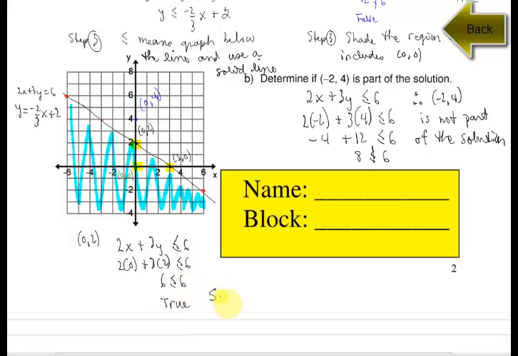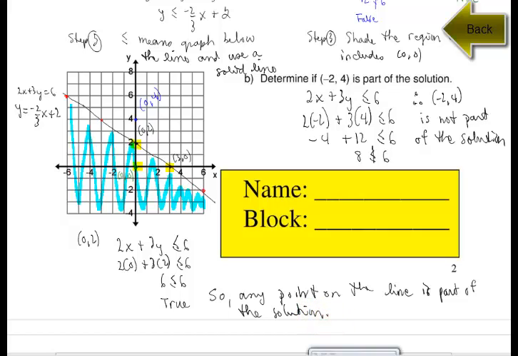And so any point on the line is part of the solution. Okay, so we will conclude example number 1 here.